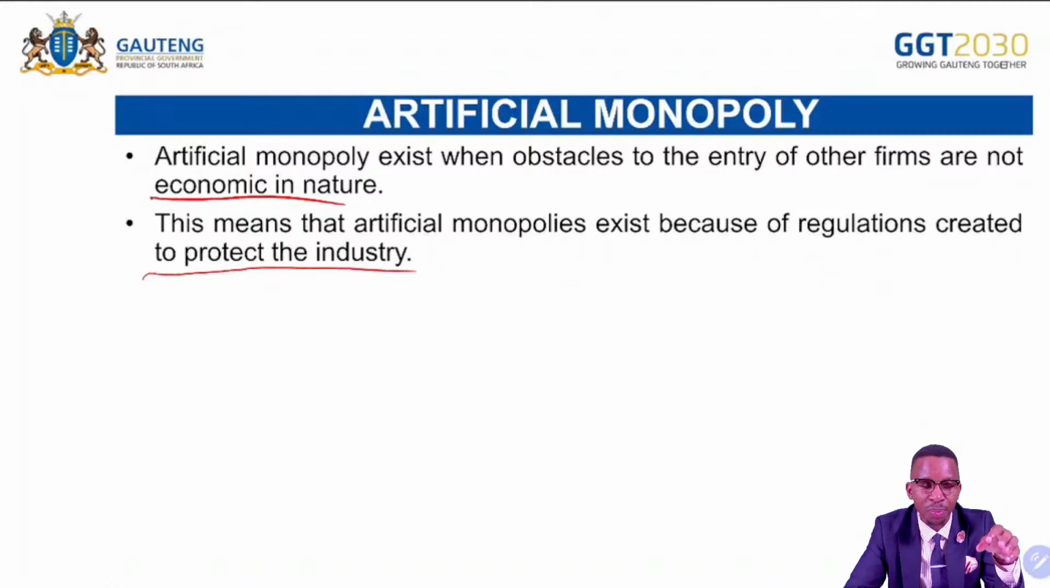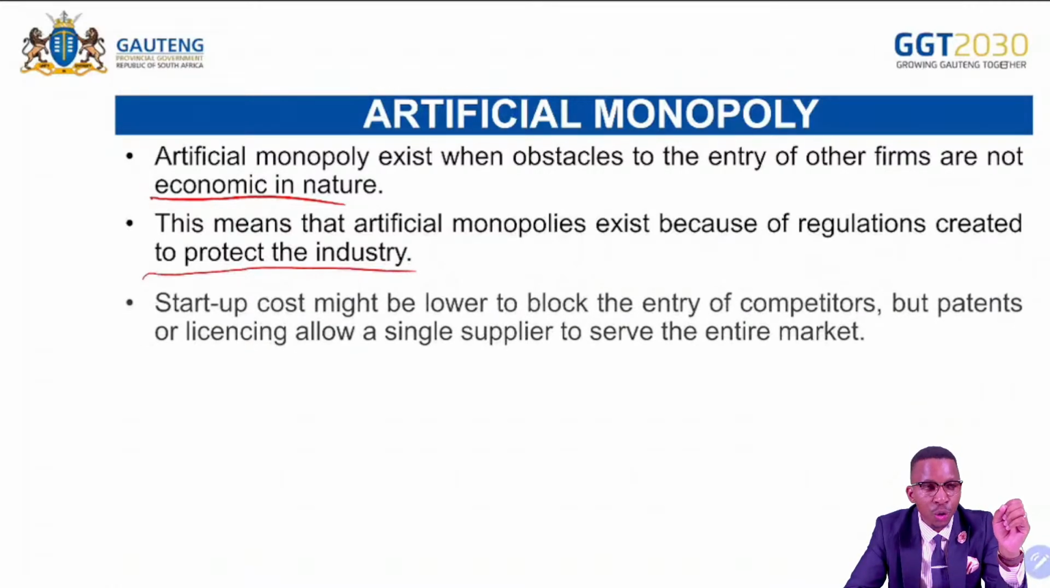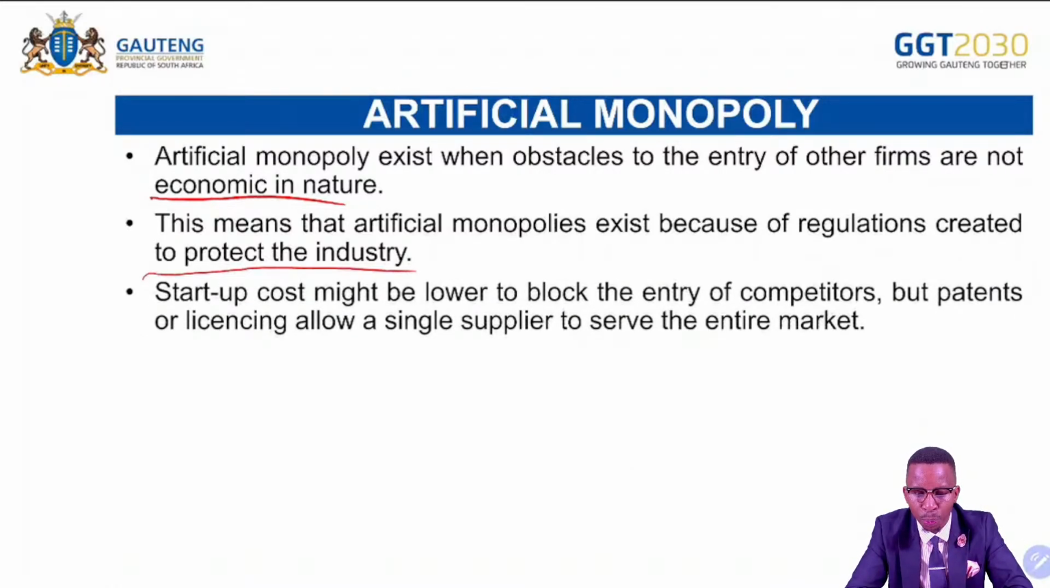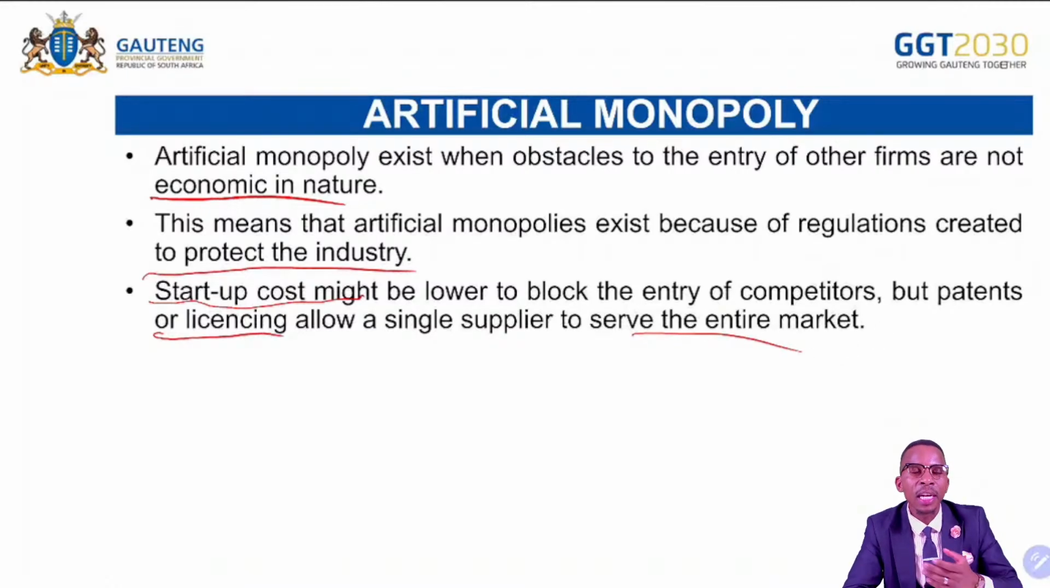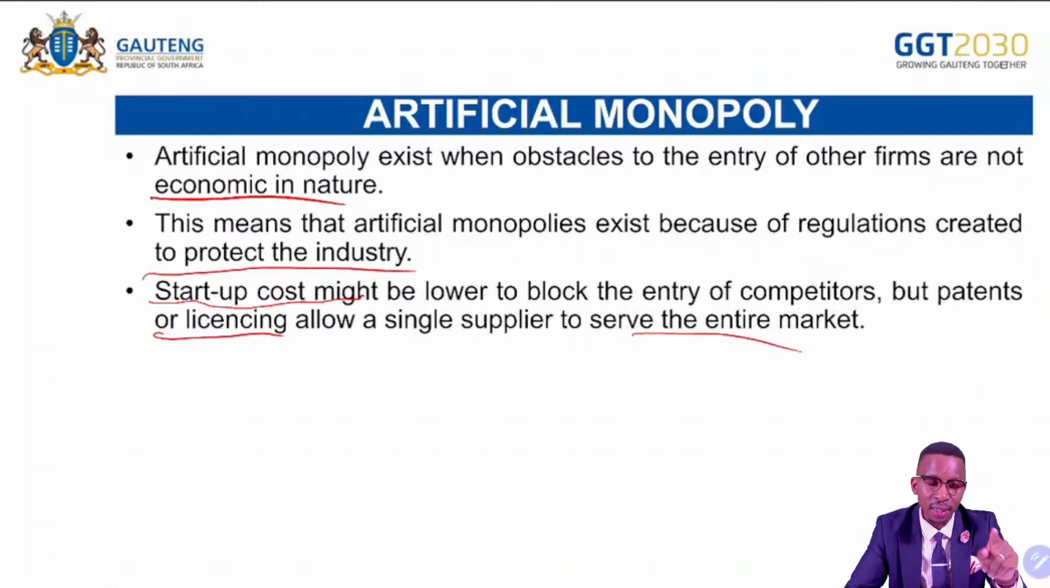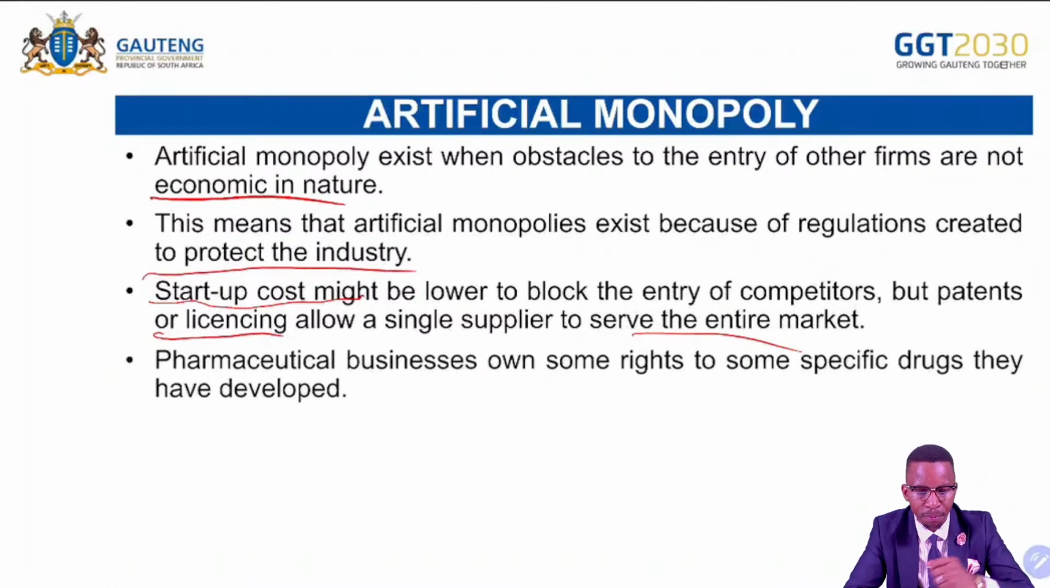Then the business can be seen as what we call an artificial monopoly, but it's protected by a patent, not by natural barriers to entry. Startup costs might be lower, yet competitors are blocked from entry. Yes, startup costs in this case can be lower, but patents or licensing allow a single supplier to serve the entire market. So there can be lower startup costs required for other firms to enter. However, there will be licenses or patents existing to block the entry of new businesses. So that alone results in what we call an artificial monopoly.